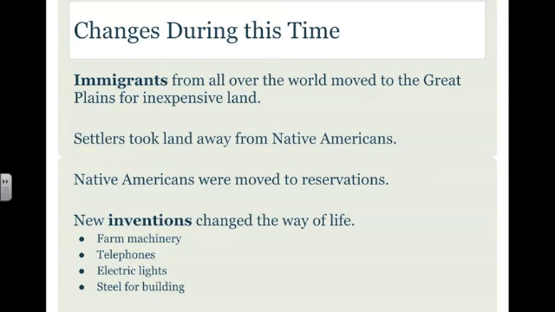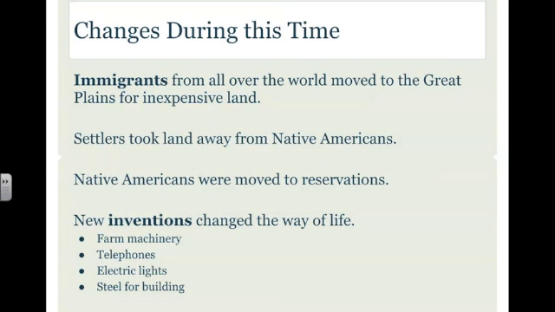Well, during this time, there were a lot of changes. Think about it. We had immigrants from all over the world moving to the Great Plains for inexpensive land. Settlers took land away from Native Americans, and in fact, they had to go into smaller reservations. The population of the United States grew by a lot during this time.